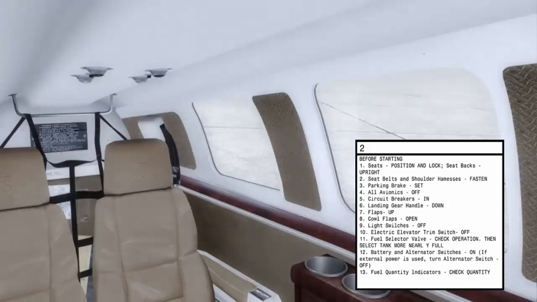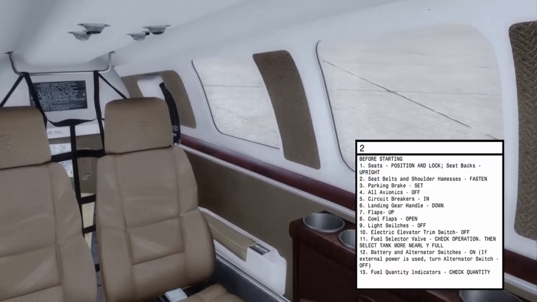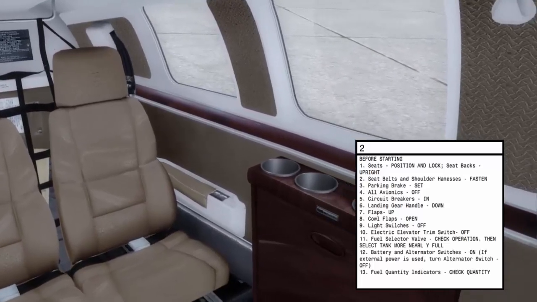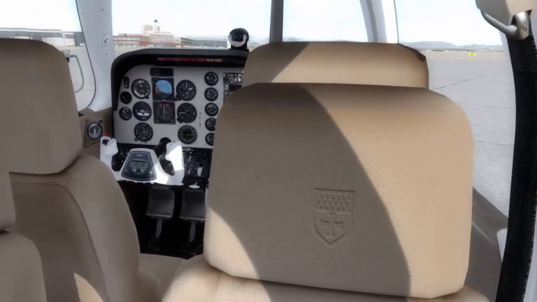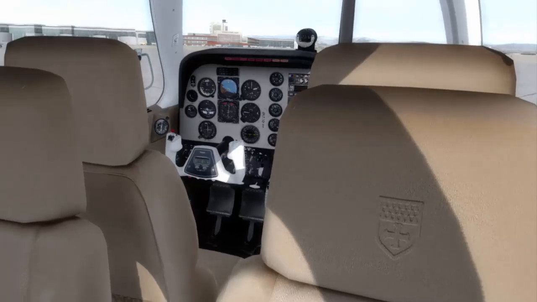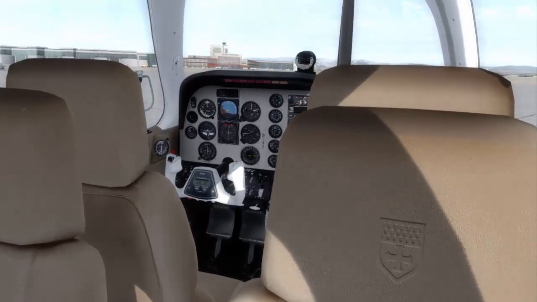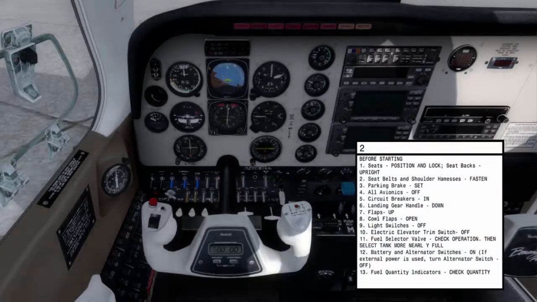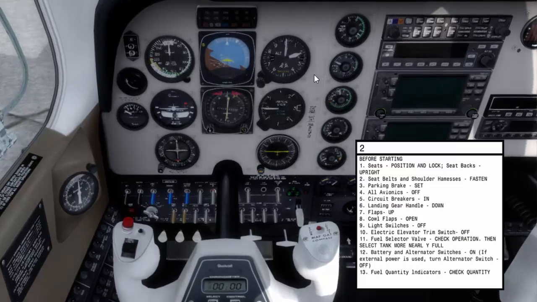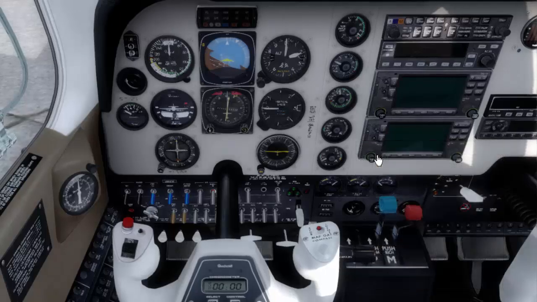Okay, I am showing you on the right side the checklist we must follow. We already assume I did this checklist, because if I start to read every single thing, we will have a flight of 90 hours. So I have to summarize a bit, but I am showing you the before starting checklist, so you should take care that your seats are in the correct position, that your seat belts are in the correct position, that you have properly set the parking brake, and that all avionics is off and everything.